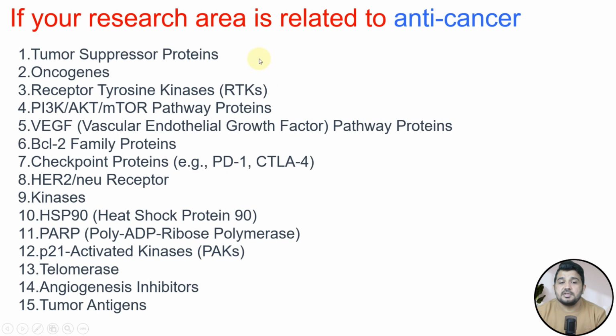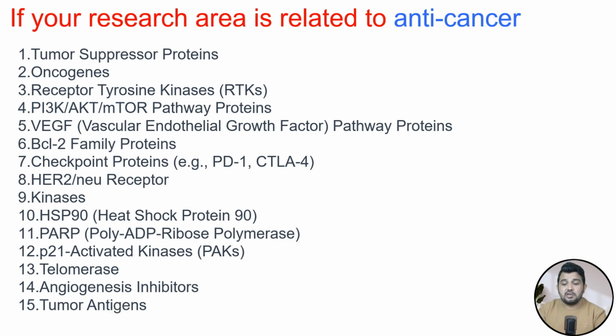If your research area is related to finding anti-cancer proteins, you can definitely work on tumor suppressor proteins, oncogenes, and receptor tyrosine kinases. Here you can see we also have checkpoint proteins, nuclear receptor kinases, heat shock proteins, poly ADP ribose polymerase, P21 activated kinase, telomerase, angiogenesis inhibitors, and tumor antigens.